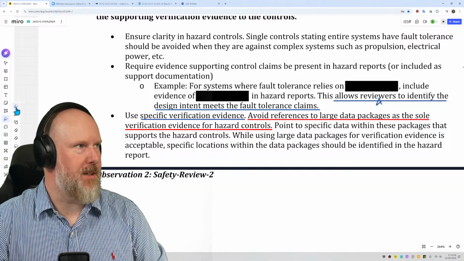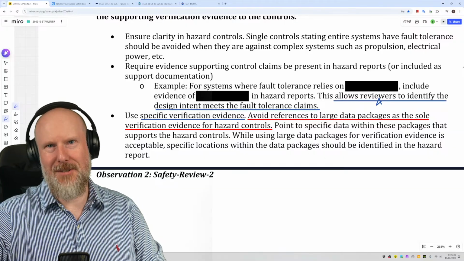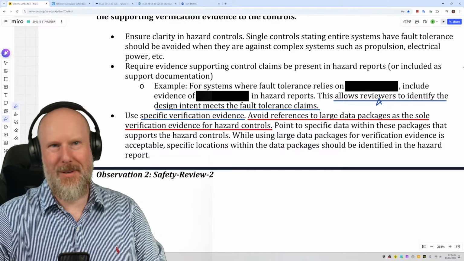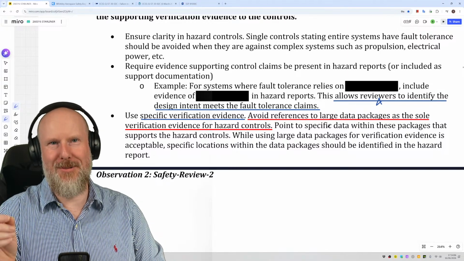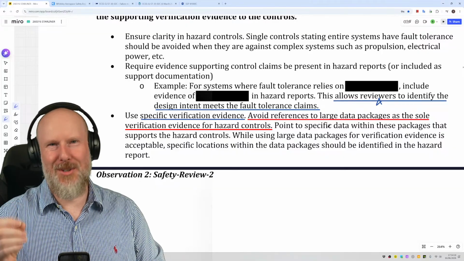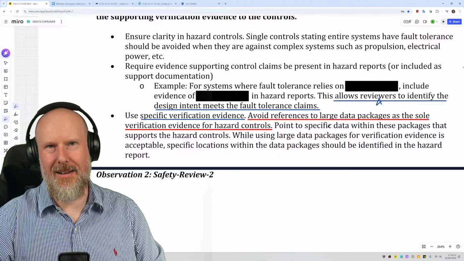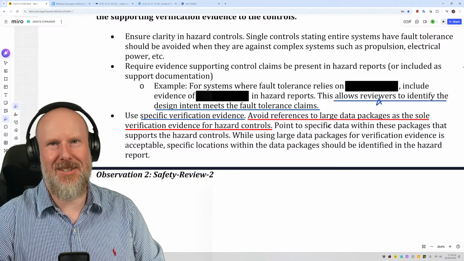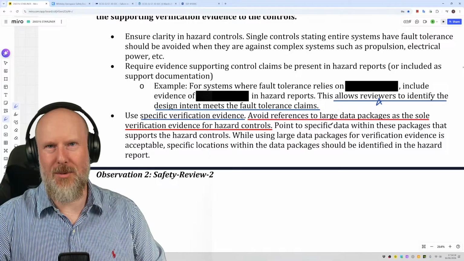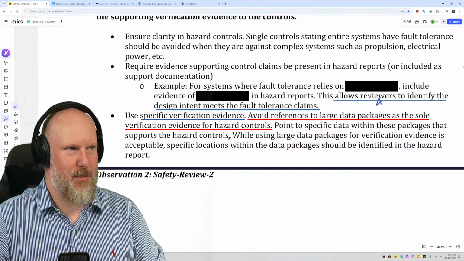Be very specific. Don't get lazy, because if you've ever done a dissertation for a master's degree or a PhD, you know how important referencing is. And if you don't do it right and you're not disciplined, it causes a lot of headaches and stress and wasted time and sleepless nights. So please just be diligent and disciplined with your references. Point to specific data within these packages that supports the hazard controls.